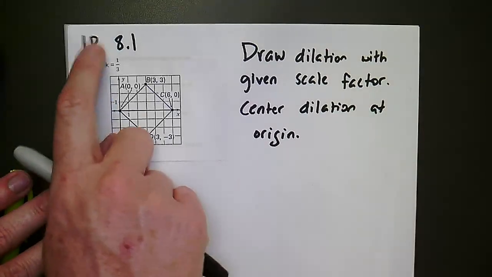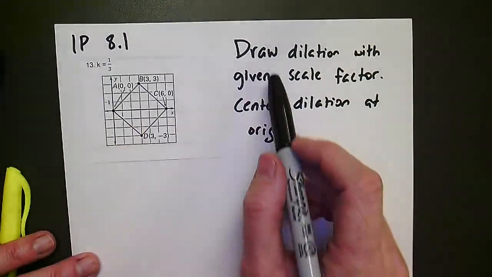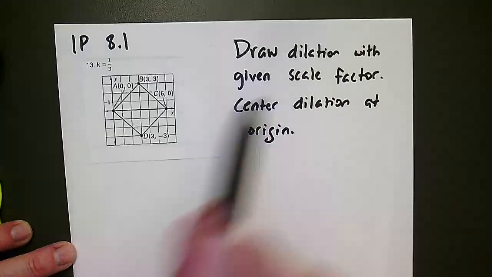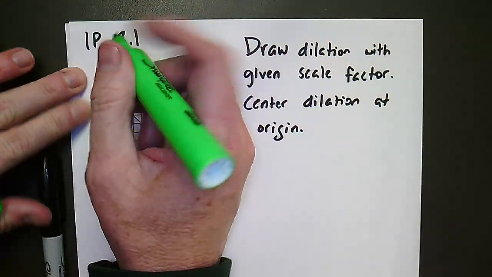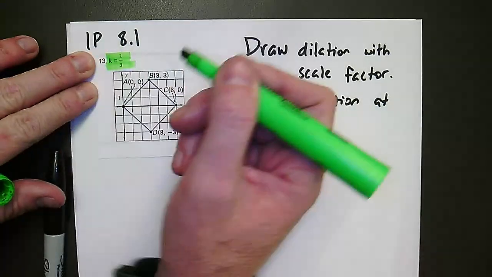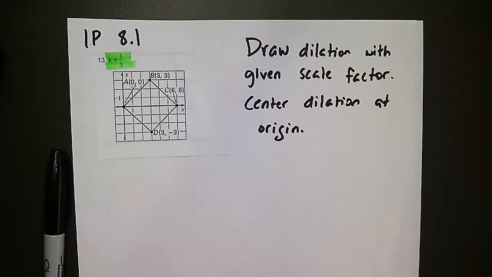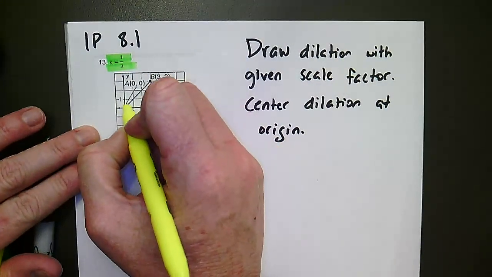Lesson number 13 from Independent Practice 8.1. We're asked to draw a dilation with a given scale factor. So the scale factor is right here. The scale factor is 1/3. And we're going to center the dilation at the origin. So that's really important. The origin is actually one of the vertices here.